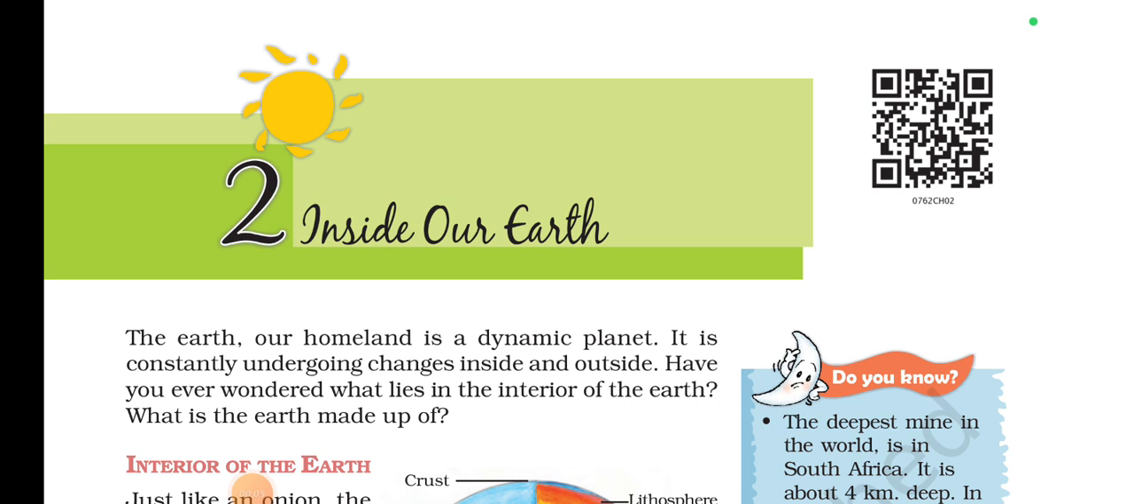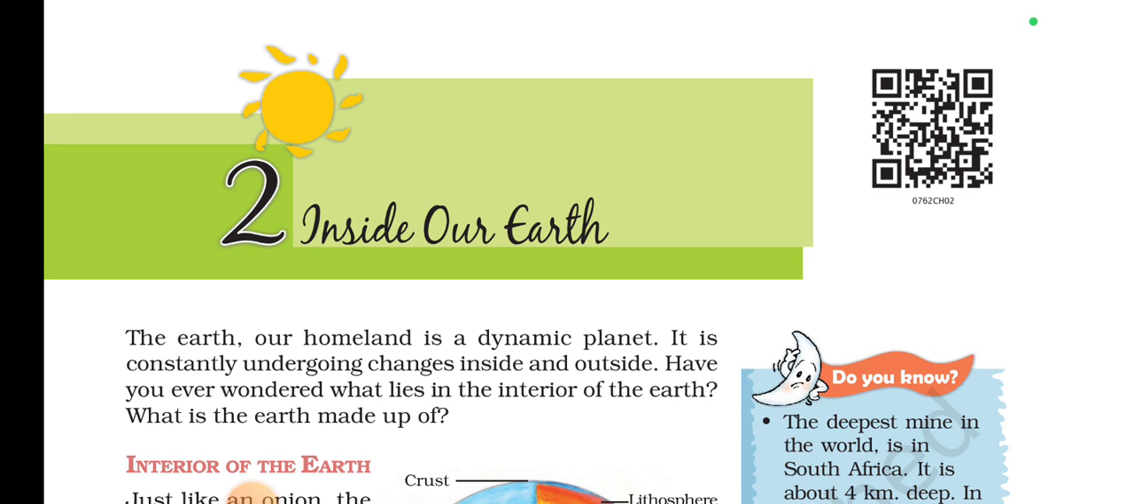My name is Chetan Maurya, and in this video we'll read about the second chapter of the NCERT Geography book for 7th class, Our Environment. The name of the chapter is Inside Our Earth. So let's begin. The Earth, our homeland, is a dynamic planet and it is constantly undergoing changes inside and outside.